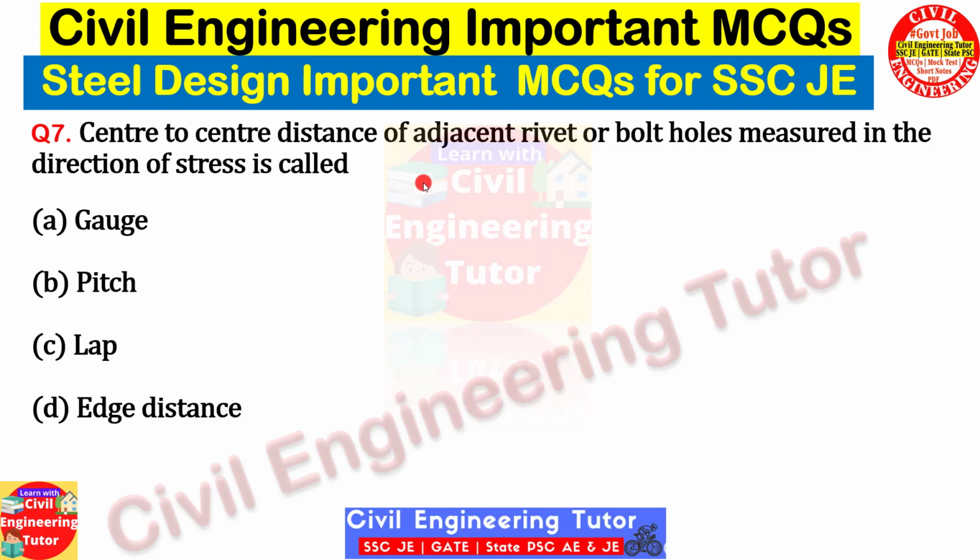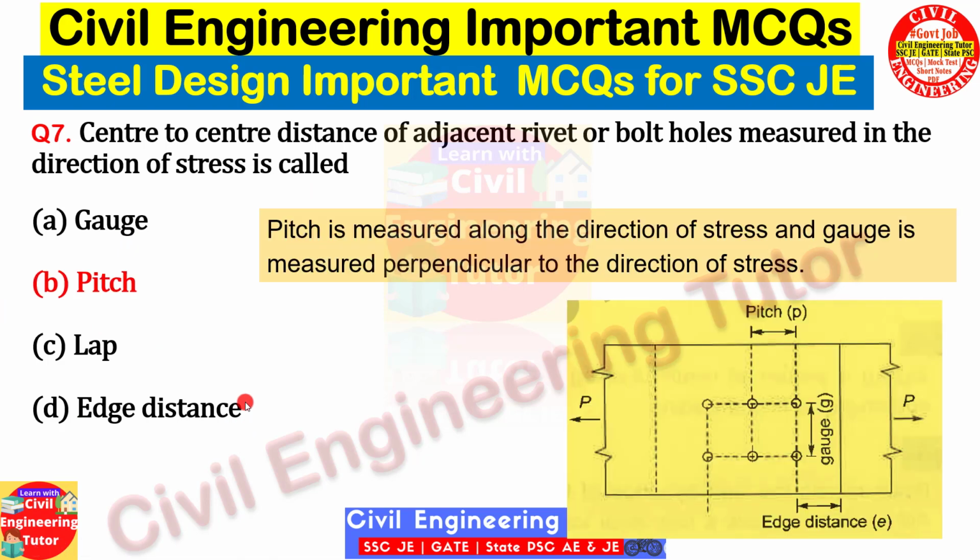Question number 7, center to center distance of adjacent rivet or bolt holes measured in the direction of stress is called. So here they have asked that in the direction of stress, center to center distance is known as gauge, pitch, lap or edge distance. So here the correct answer will be pitch, because you can see in this pictorial diagram that the direction of application of stress is given. This is acting in this direction.